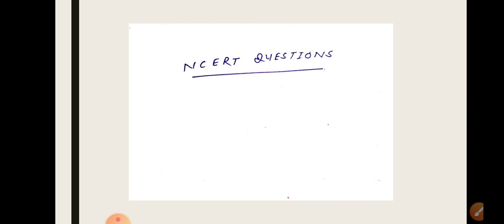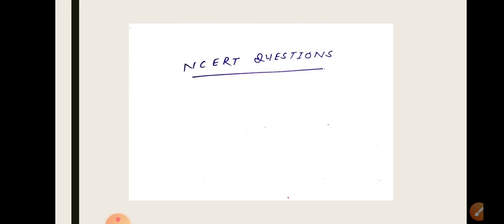Today we will discuss NCERT questions. In the last period we completed circular motion. Circular motion is that motion in which an object moves in a circle, and its acceleration towards the center is called centripetal acceleration.